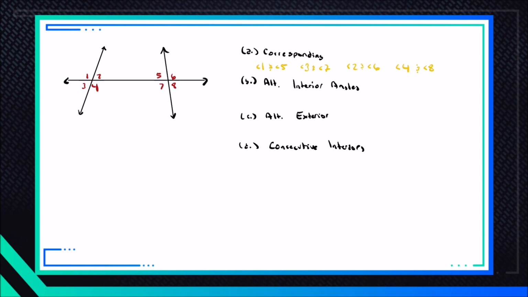Next, let's look at the alternate interior angles. So we're going to start on the inside and go across the transversal. So that's going to be like 2 and 7. Or we could do angles 4 and 5.